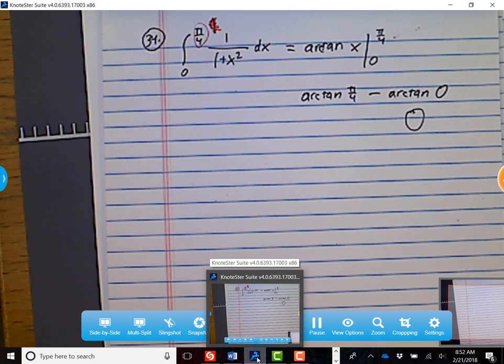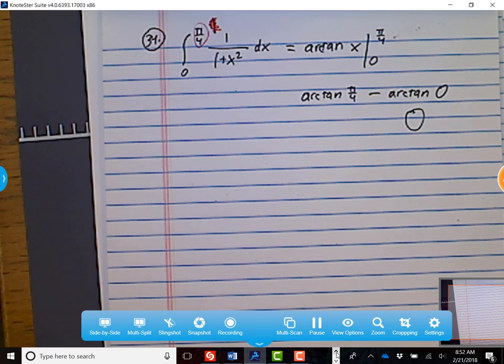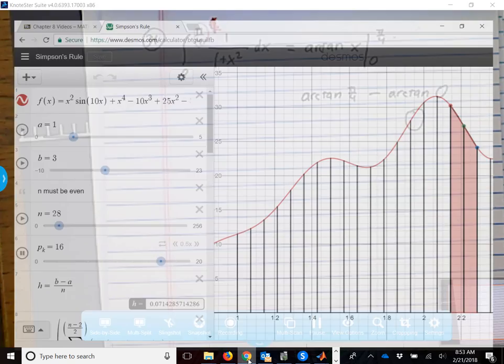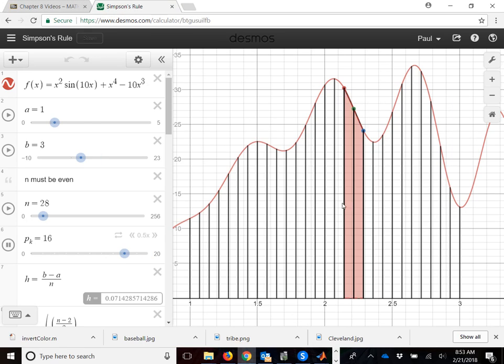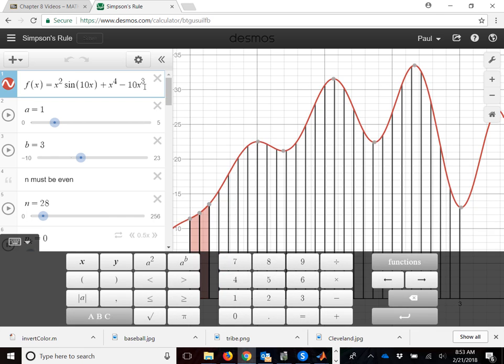Instead of punching all of it in the calculator, I have a nice link I'm going to share with you guys for the homework. This is Desmos, okay? And what it's doing here is it's actually performing Simpson's rule, okay? So you're going to get to play with this to do the homework, I think. But if we want to do this, it's really nice. You could set a and b to whatever you want. You could type in whatever function you want.